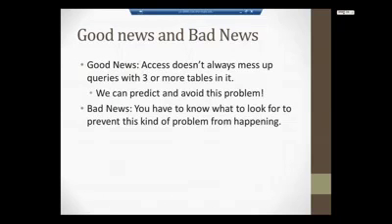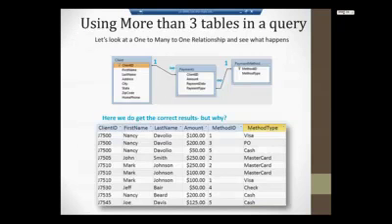So the good news is you're smart enough. You're finding out now how you can predict this problem so that you can work around it. Bad news is you've got to know what you're looking for, and that can get confusing. Let's look at another example of using 3 tables together in a query. As I said to you, if you have 3 tables or 4 tables or 5 tables, you have to stop and check and see if you have a problem.